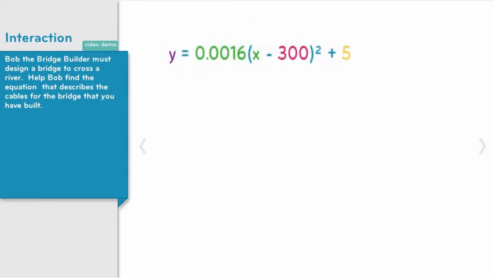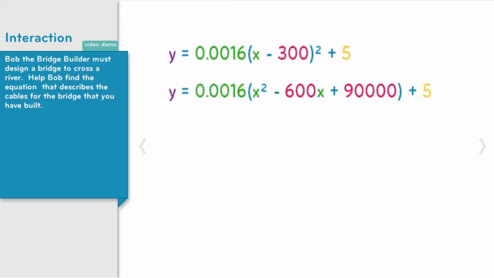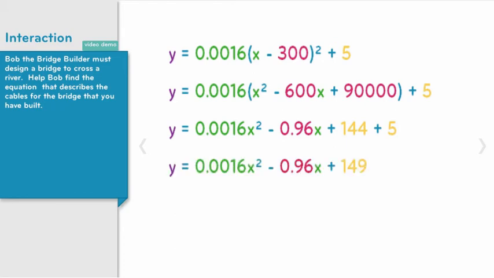Okay, so now we need to use the order of operations to finish solving this equation, transferring it from vertex form into general form. So the first thing we're going to do is we're going to take that (x minus 300) all squared. We get x squared minus 600x plus 90,000. Now we're going to take all of those values and we're going to multiply them by 0.0016. And when we do that, we get 0.0016x squared minus 0.96x plus 144. And lastly, we're going to add that 5 from the outside of the bracket to the 144, giving us our final answer in general form. y equals 0.0016x squared minus 0.96x plus 149.